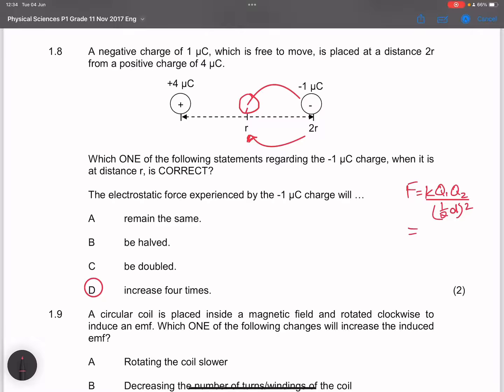And what happens? Because you've got half at the denominator, that's Q2 divided by, this is now 1 over 4d squared. Now to get rid of this 4 in the denominator, I will multiply by the inverse. But what I do at the bottom, I do at the top.